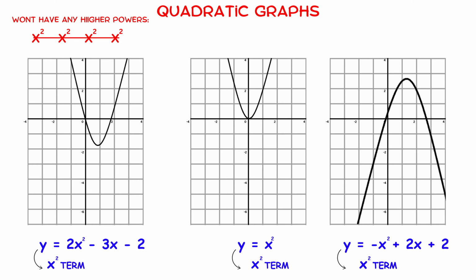The most important thing to know about quadratic graphs is that they always have this smooth curve shape, and there's also always a line of symmetry in the middle where the left and right sides are perfectly symmetrical.